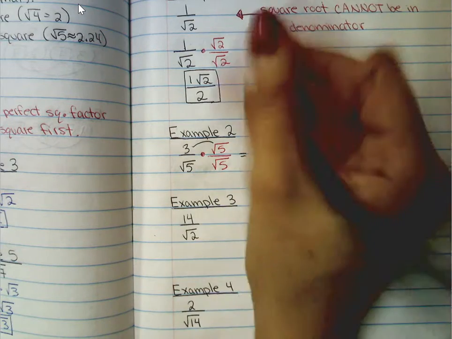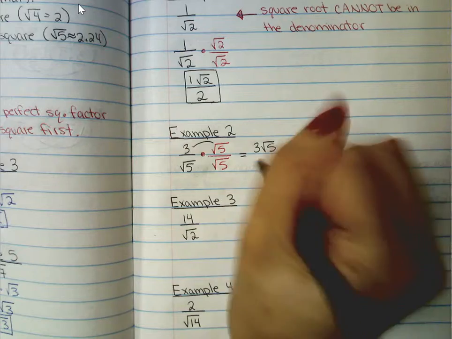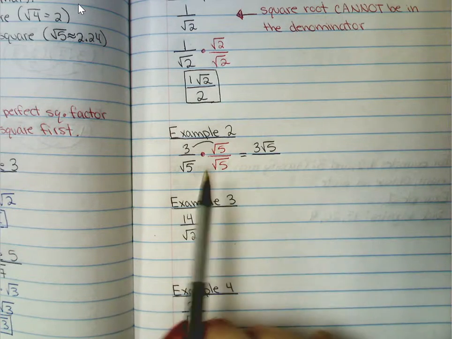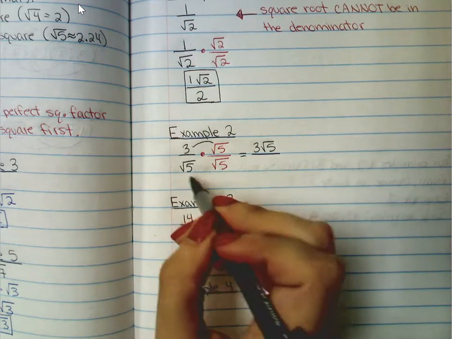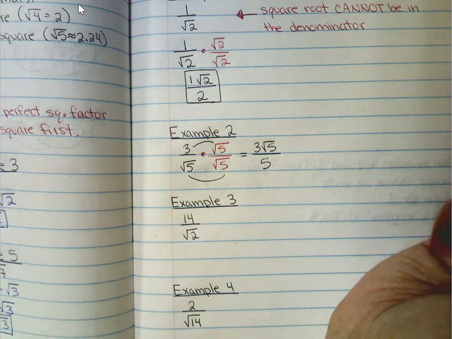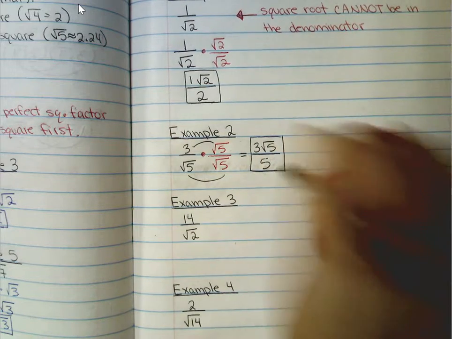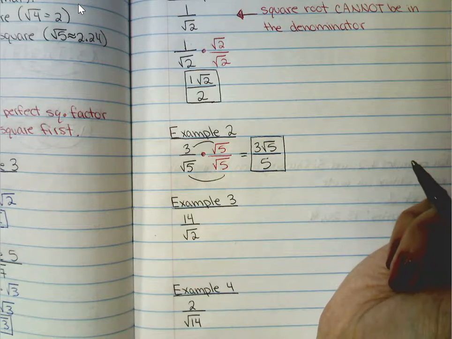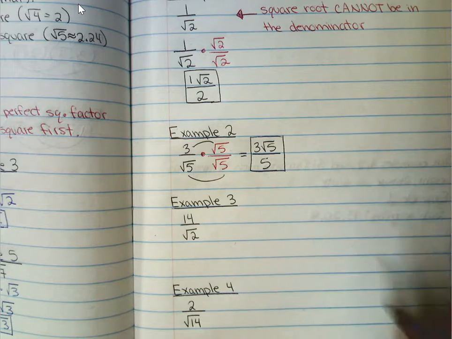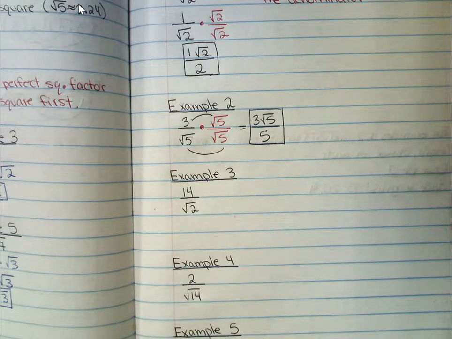So all that you do is you put them together. And then on the bottom, square root of 5 times square root of 5, that's just going to give me 5. And then that's it. That's my answer. It's already simplified. This one's already simplified. So this next one I'm going to have to simplify. And you'll see why.